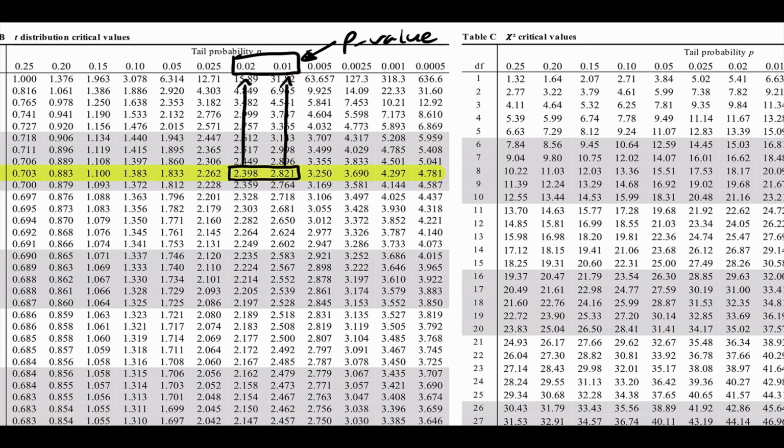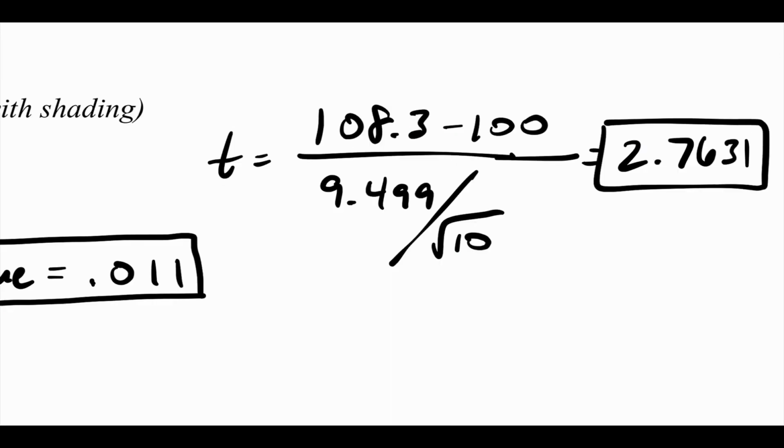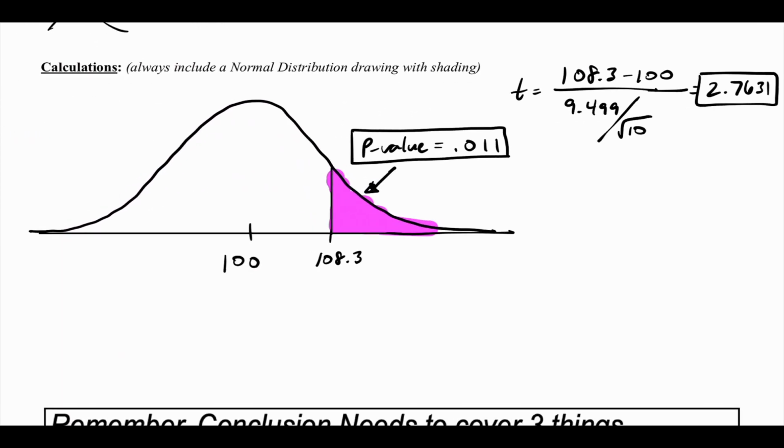Our alpha level is 10%. So even if we can't be exact, we're still close enough. We're still good that we can make a decision on our conclusion. Okay? That's how you use that guy to get the p-value.